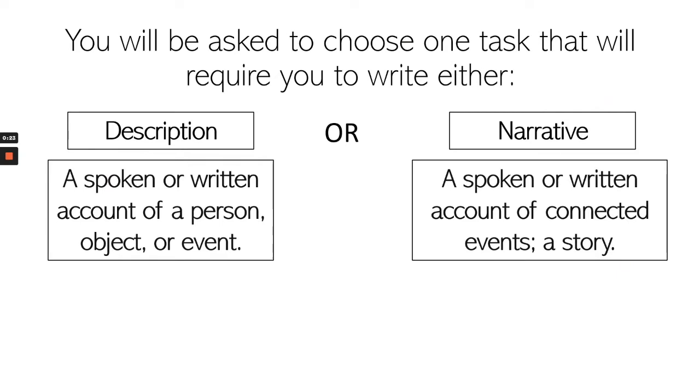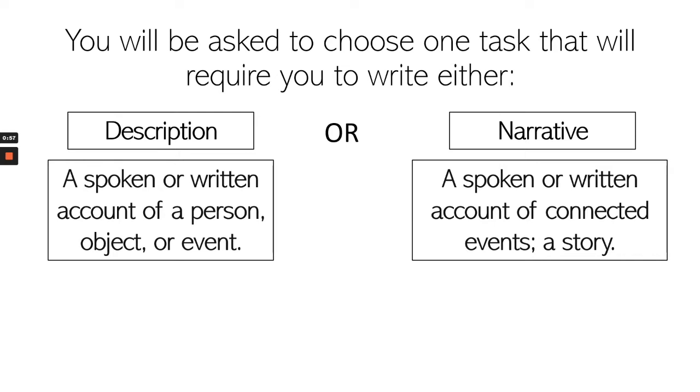So you will be asked to choose one task that will require you to write either a description or a narrative. Now, a description is a spoken or written account of a person, object, or event. But a narrative is a spoken or written account of connected events, which is basically a story. Now, the reason why I've got this definition here for you is because some people do get confused with the two. A description, you're looking at one particular moment, whereas a narrative kind of moves on from that moment. It has a chain of events that are linked together.